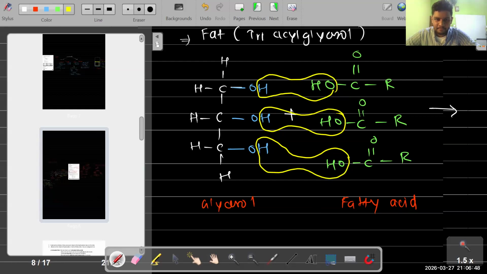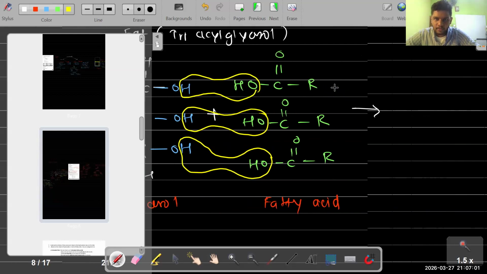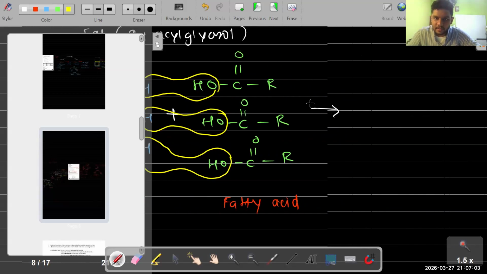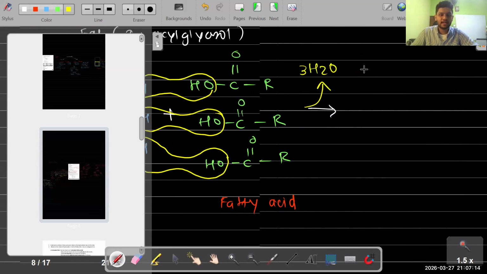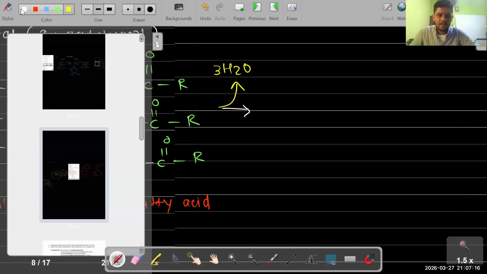Is that clear? Yes, students? Clear, right? Can you see how it is reacting? OH from this and H from this can be removed. Now, these will be removing how many water molecules? 3 water molecules, 3H2O. Now let's see how the structure looks after the reaction. After the reaction, it will be looking like this.